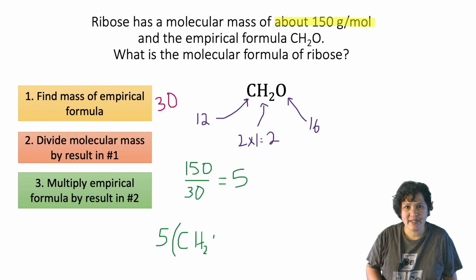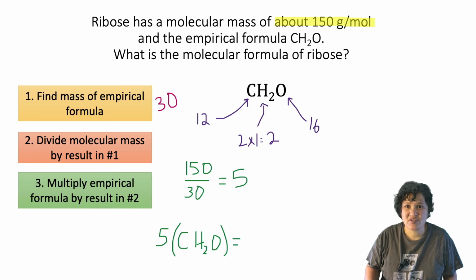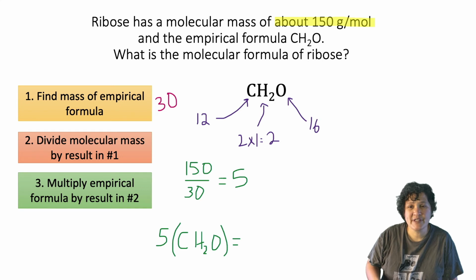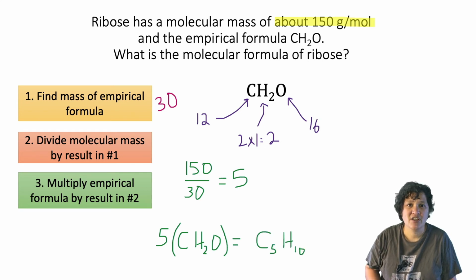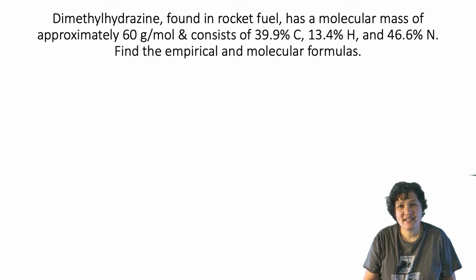The empirical formula had 1 carbon, so the molecular formula will have 5 carbons. The empirical formula had 2 hydrogens, so the molecular formula will have 2 times 5 or 10 hydrogens. And the empirical formula had 1 oxygen, so the molecular formula should have 5. That means our molecular formula will be C5H10O5.